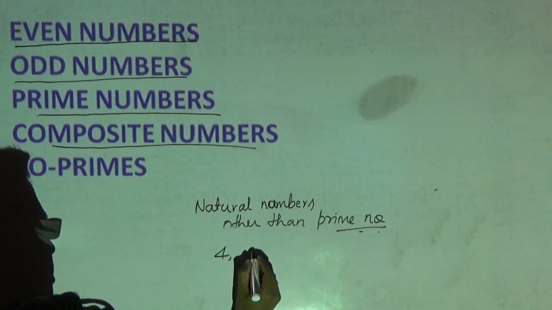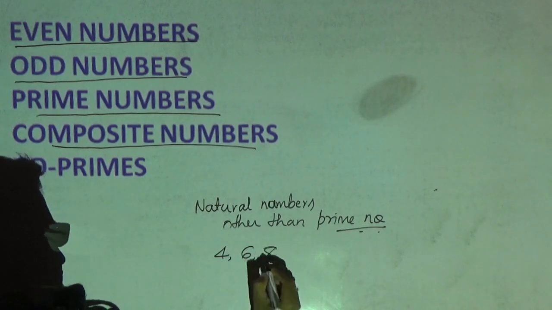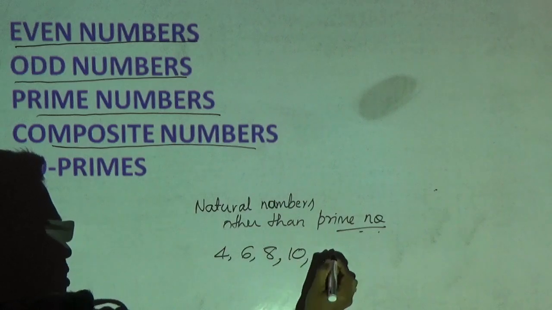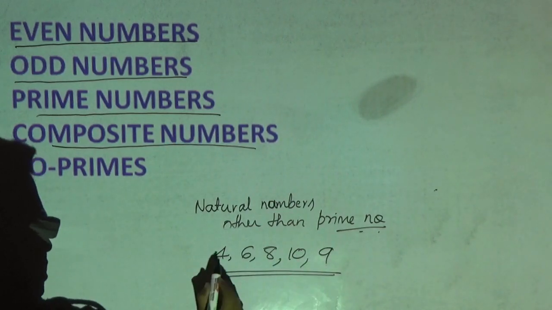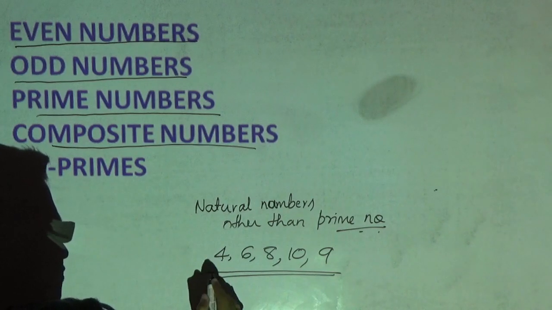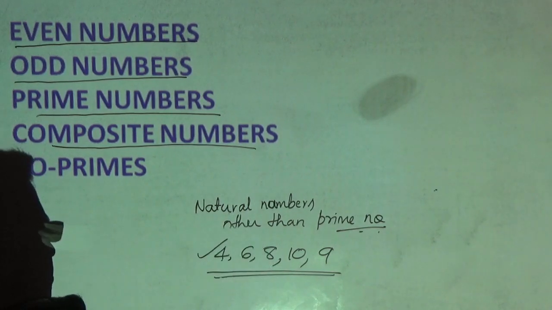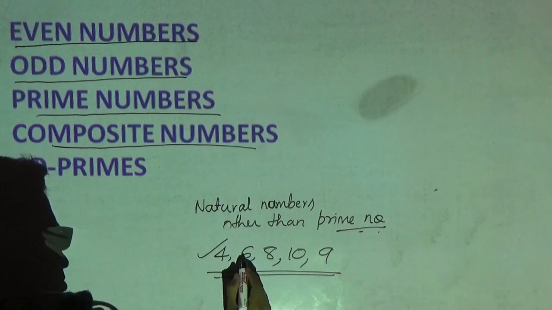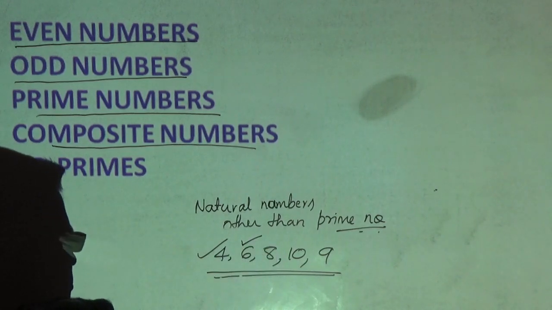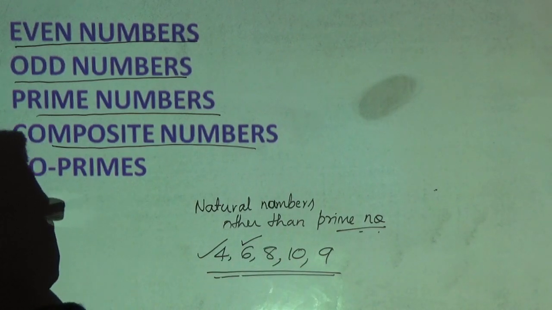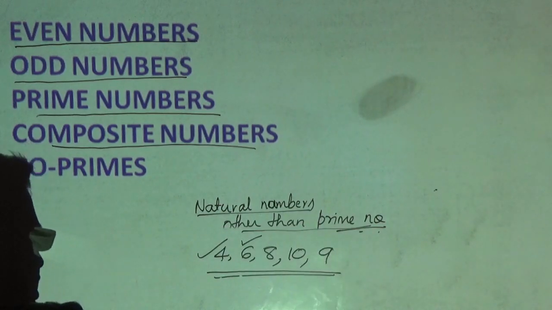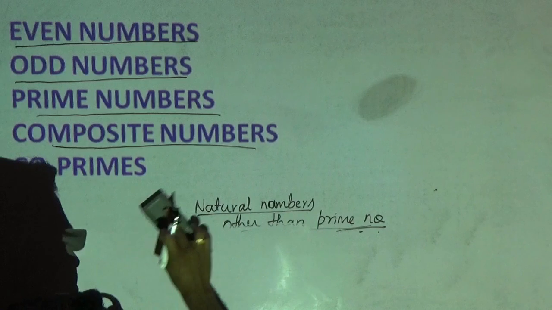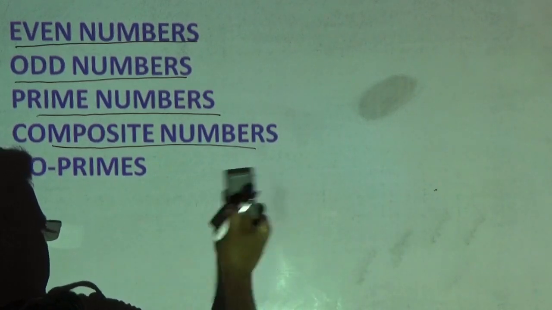Then what are examples of composite numbers? 4, 6, 8, 10, 9. These are composite numbers. See, is 4 a prime number? No. If it is not a prime number, then it is a composite number. Is 6 a prime number? No. Then definitely it is a composite number. So what do you mean by composite numbers? Any natural numbers other than prime numbers are called composite numbers.